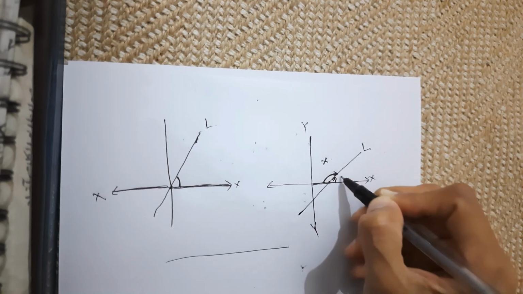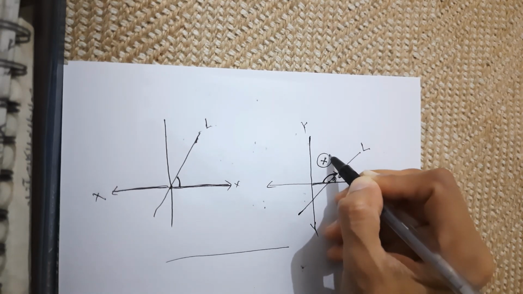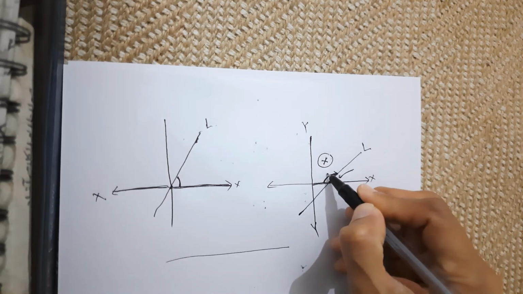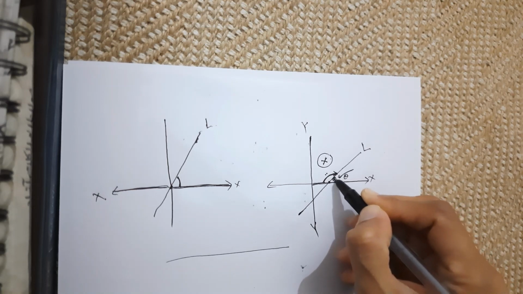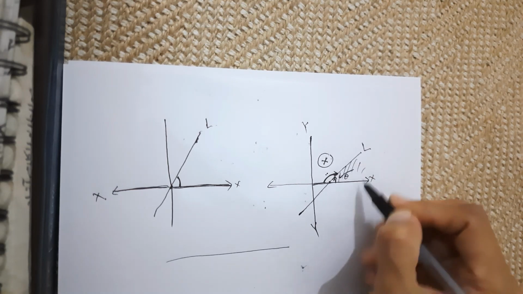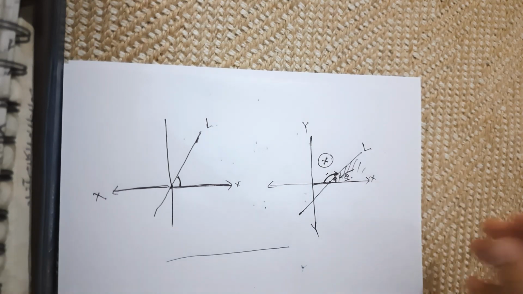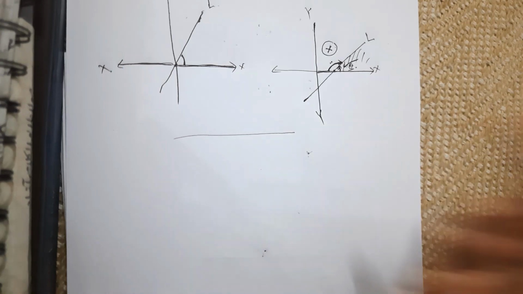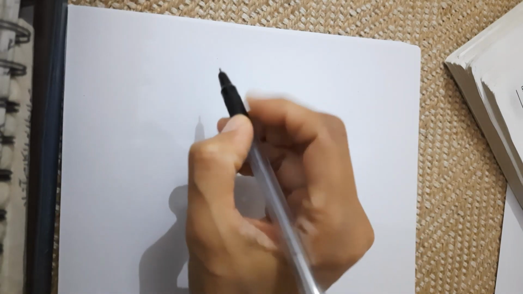This is the anti-clockwise direction, which is our definition, and this is a clockwise direction, which is not our definition. So we will not take this angle as an angle of inclination. We always consider this side as the angle of inclination, this theta. This is called the angle of inclination, theta. I hope you understand the definition of angle of inclination.